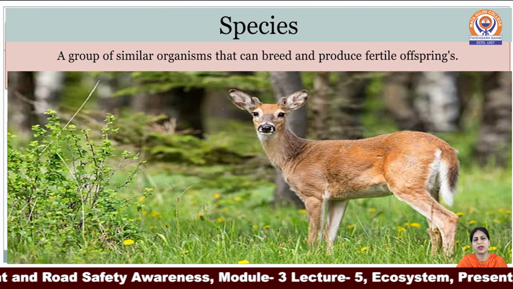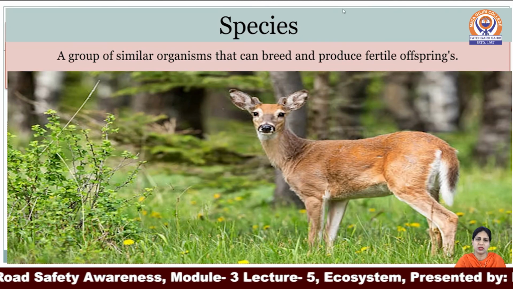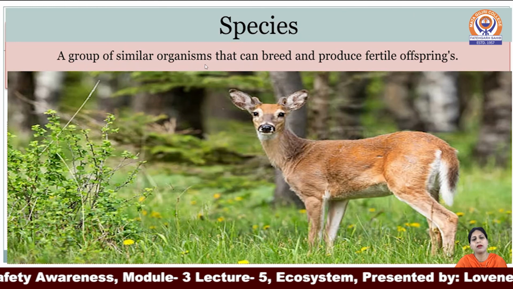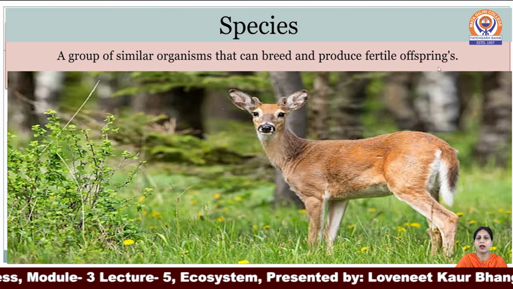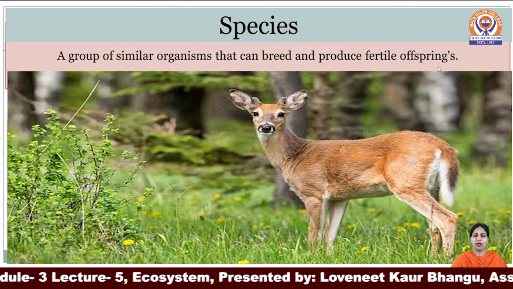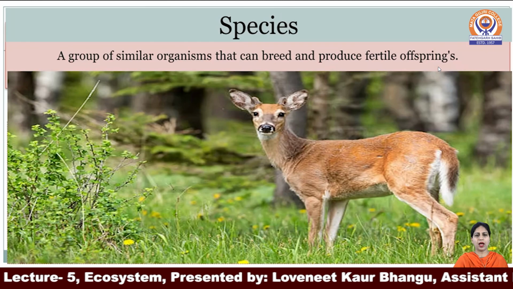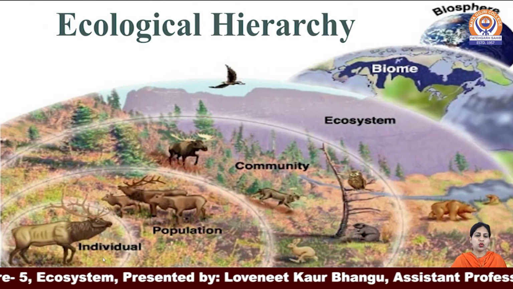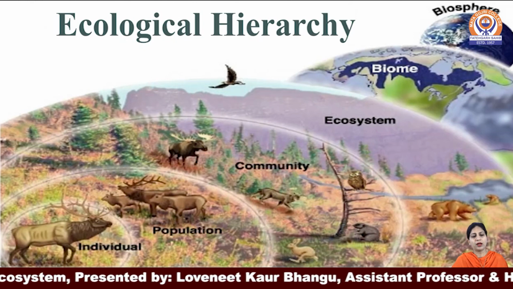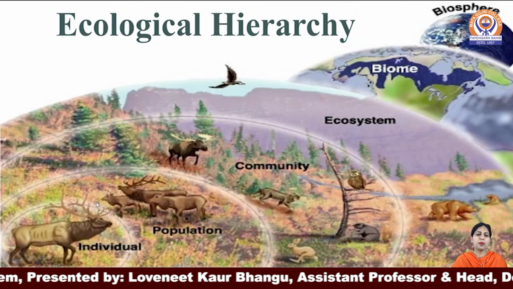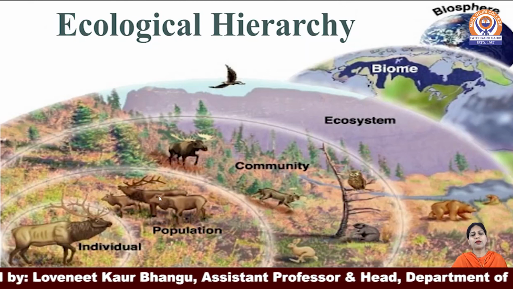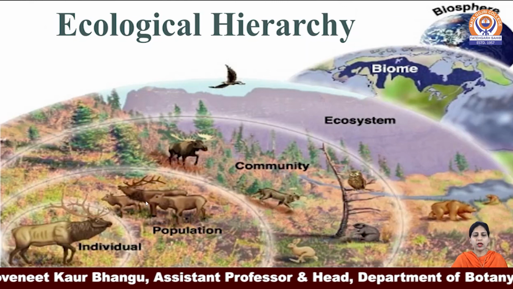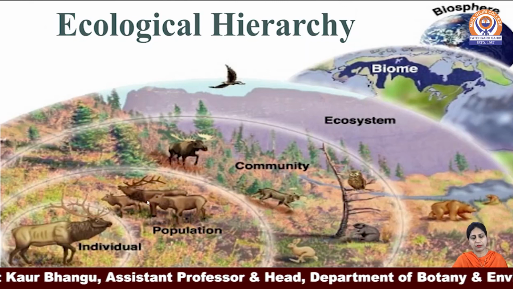So first of all, species. What do you mean by species? A group of similar organisms that can breed and produce fertile offspring is known as species. Now if we have a look at this again, we were talking about individual. Now this individual can be any individual of any species. Then coming to the higher level, that is population. So here we need the concept of species.